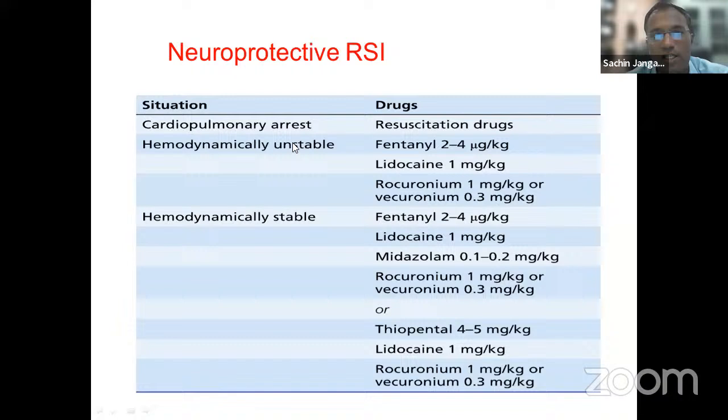If the child is hemodynamically unstable, we cannot use a drug which can cause hypotension like midazolam. Here we can use fentanyl for analgesia. The dose is 2 to 4 microgram per kg, followed by lignocaine to abolish the airway reflexes, and then followed by a short acting muscle relaxant like rocuronium, 1 milligram per kg. If the child is hemodynamically stable, we can use midazolam, fentanyl, or a midazolam ketamine combination also, along with vecuronium or rocuronium.